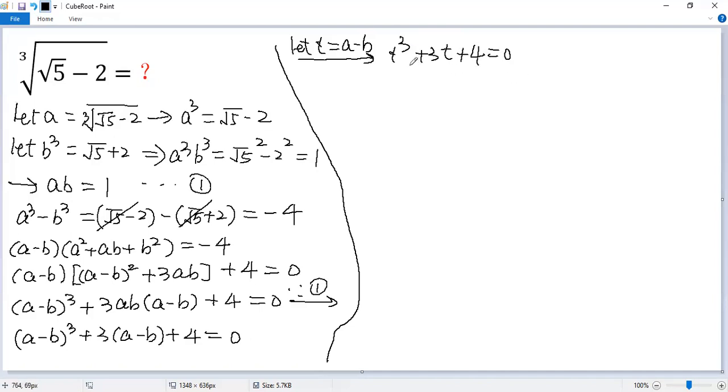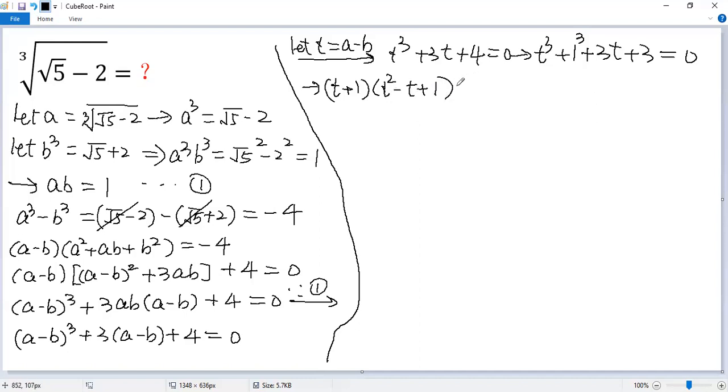By inspection, we know -1 should be a solution. So we break 4 to 1 plus 3. So we get T cubed plus 1 plus 3T plus 3 equals 0. We can write that as 1 cubed. So apply the sum of cubes formula. So we get T plus 1 times T squared minus T plus 1. The second two terms take 3 out, so T plus 1.